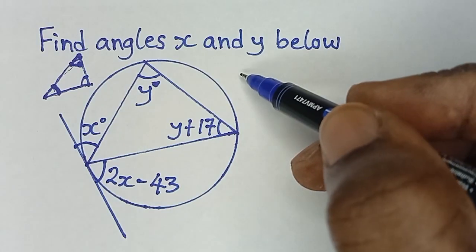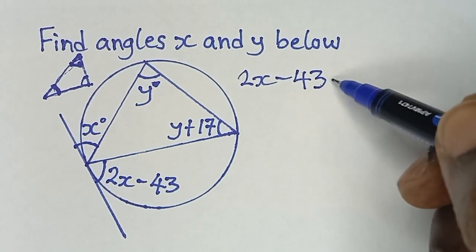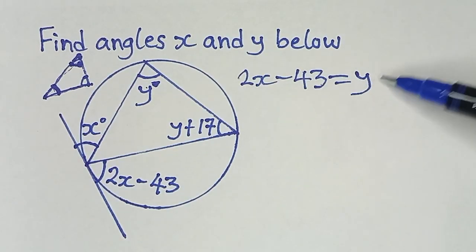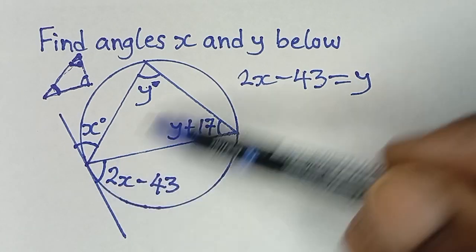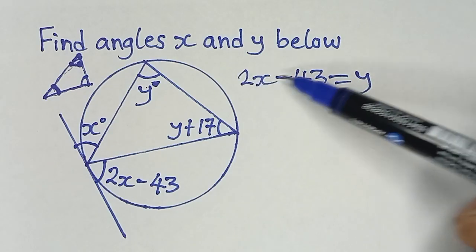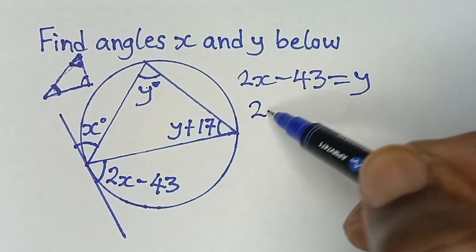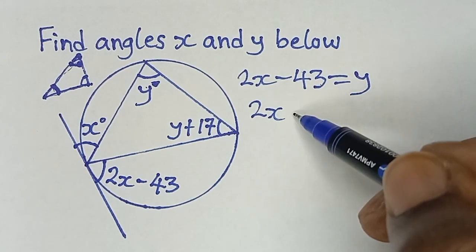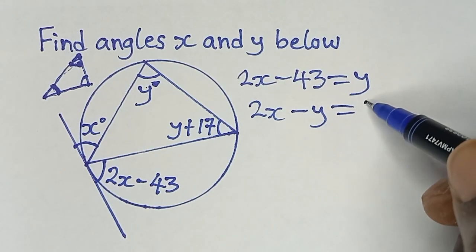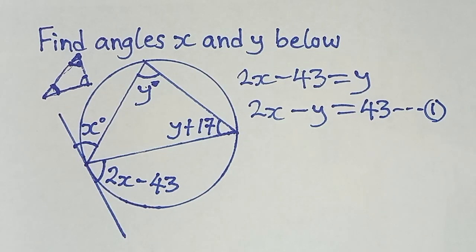So I can simply say 2x minus 43 is equal to angle y. That is, angles in alternate segments are equal. So this angle is equal to this. If I form an equation here, I can simply say 2x, I bring this y to this side, becomes minus y, and is equal to, I bring this minus 43 to this side, becomes positive 43. And I can call this equation 1.